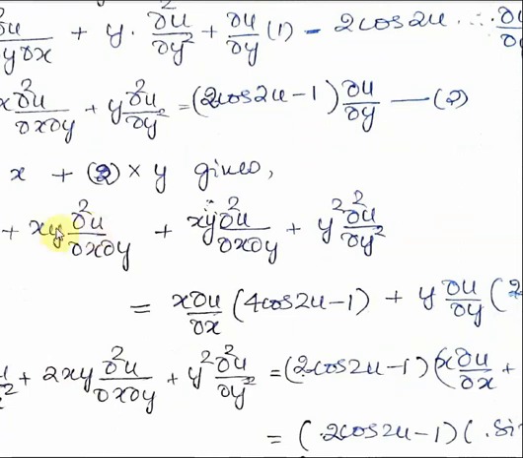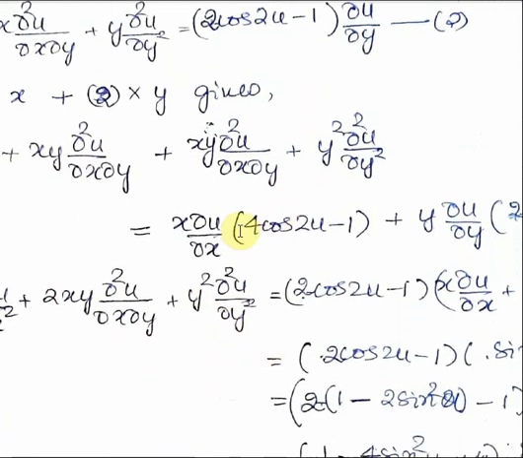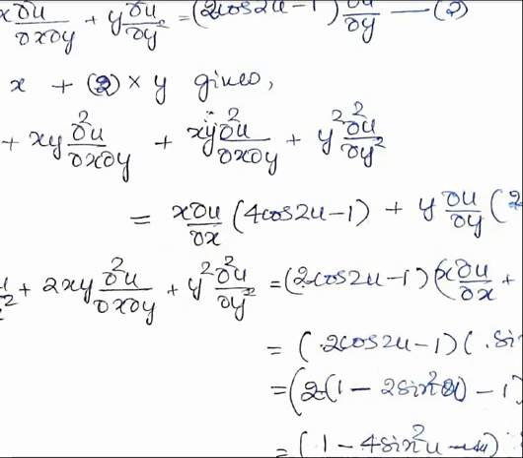Now simplify the xy terms, the same terms here. So 2xy dou square u by dou x dou y, x square dou square u by dou x square plus y square dou square u by dou y square. Okay, this is supposed to be 2. Therefore 2 cos 2u minus 1, 2 cos 2u minus 1. When I take it common, this is x dou u by dou x plus y dou u by dou y. This is nothing but sin 2u. Therefore 2 cos 2u minus 1. This cos 2u can be written as 1 minus 2 sin square u, sin 2u as it is.